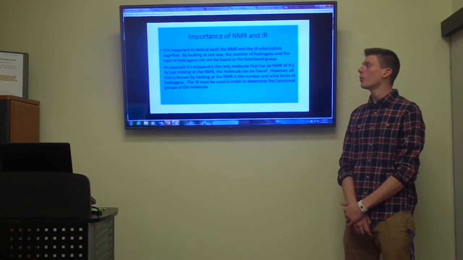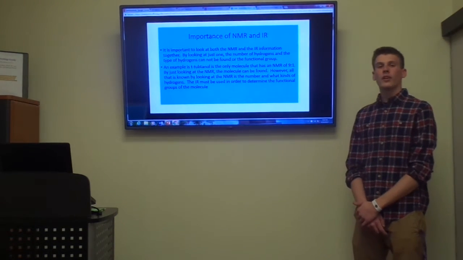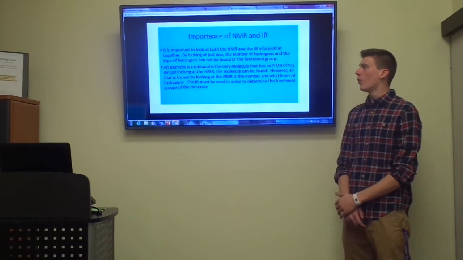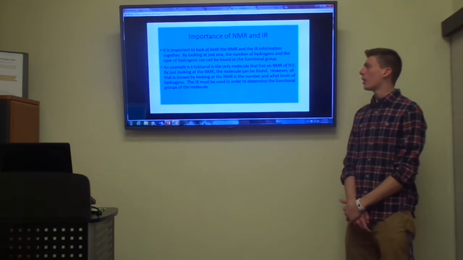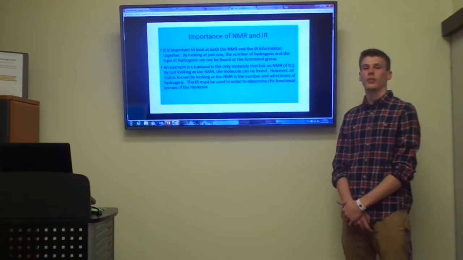2-propanol is the only molecule that has an NMR ratio of 6:1:1. You're able to figure out that it is 2-propanol just by looking at the ratio. However, you will not know the functional group of 2-propanol without looking at the IR. You must use the IR in order to determine the functional group.